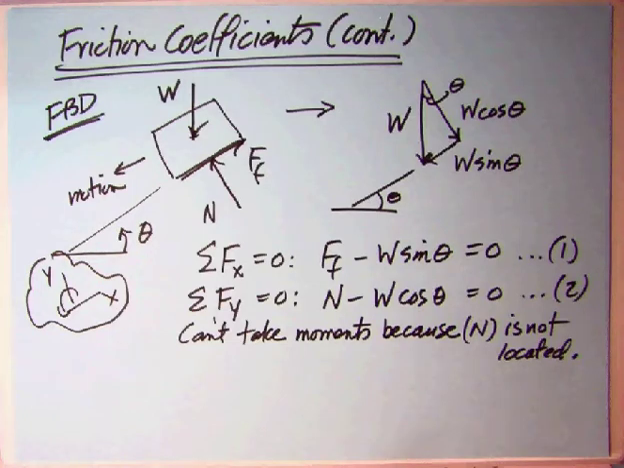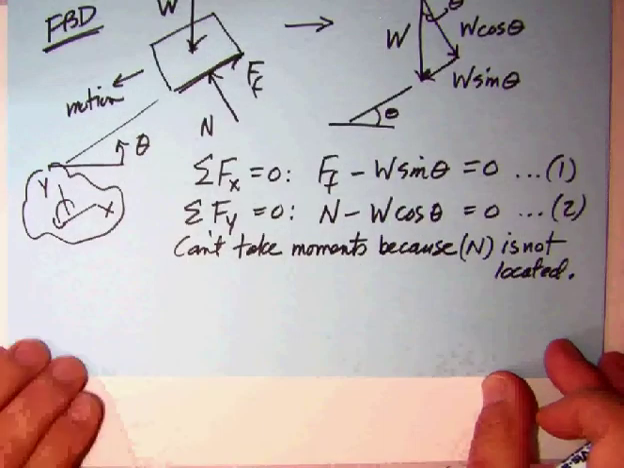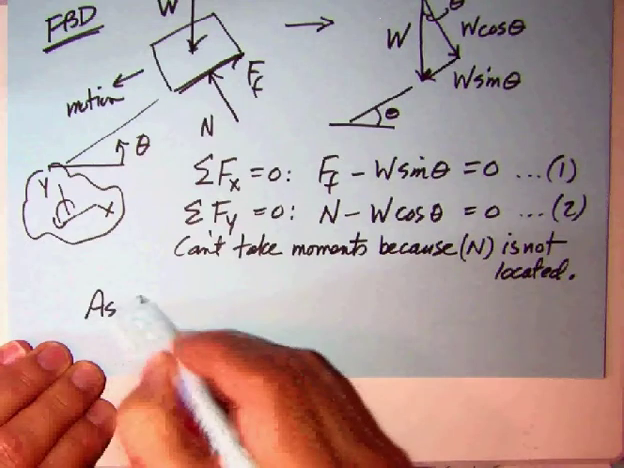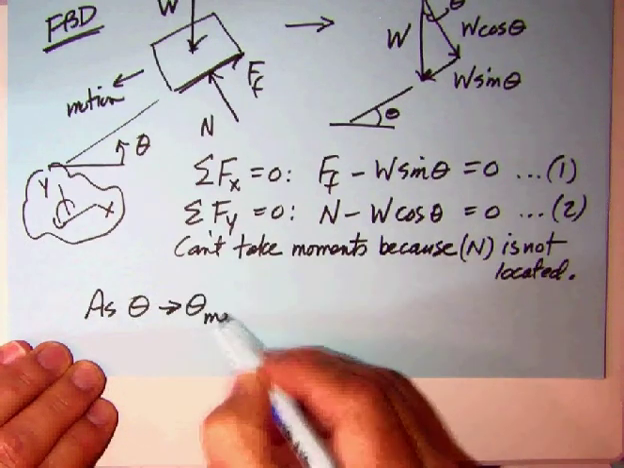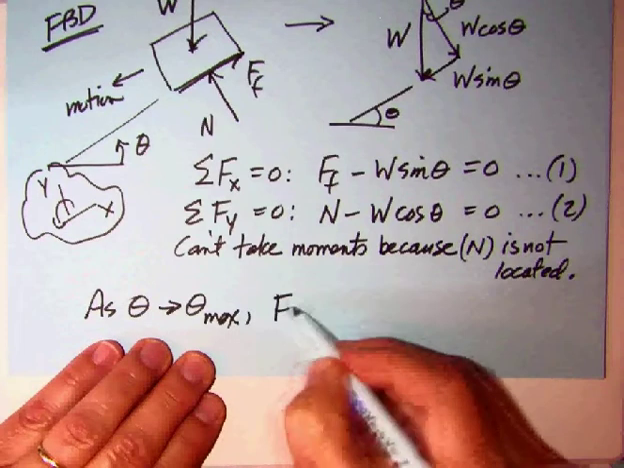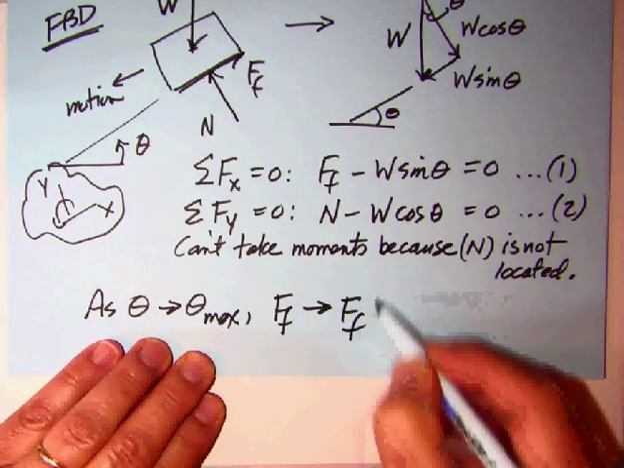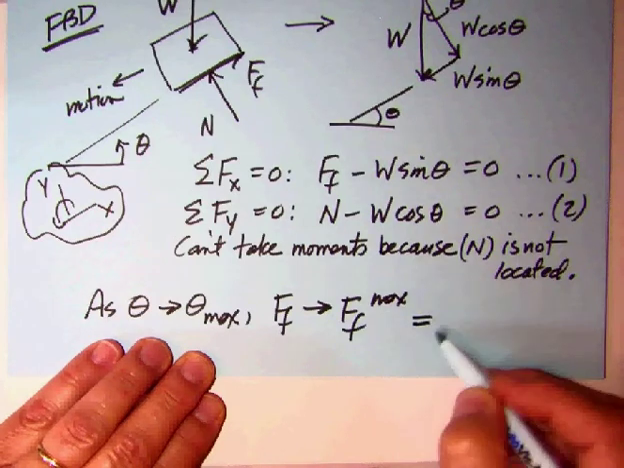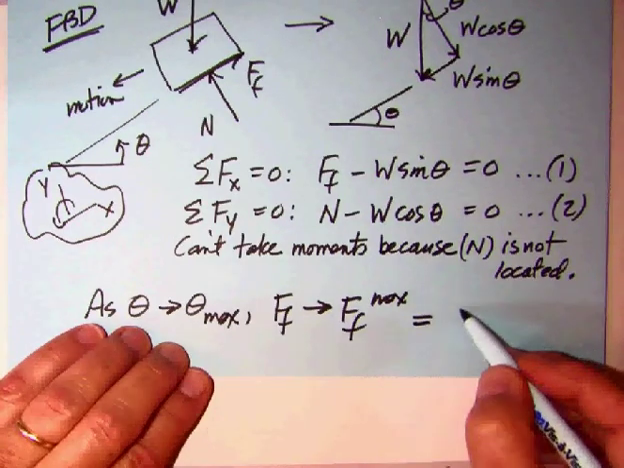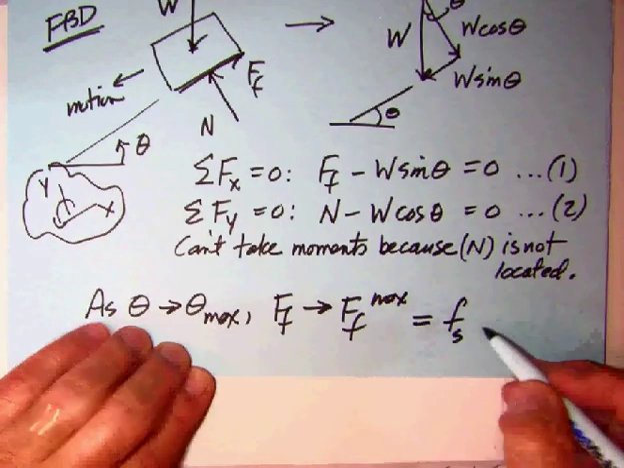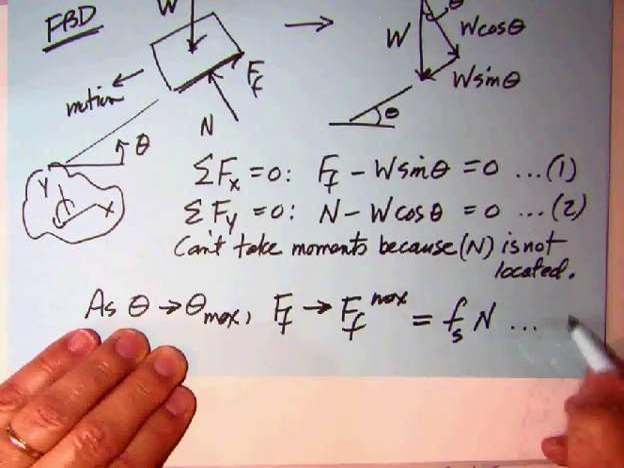And as you see me write out in the instructional companion on impending motion, I can't take moments because N's not located. So what do we do now? Well, remember, this problem is about raising the incline until there is, in fact, motion. So what you can say then, and this is the way I write it out, is as theta goes to theta max, the friction force goes to the maximum value, and that maximum value is, and I'll try to use the symbols in the MERM, FsN. And there's our third equation.